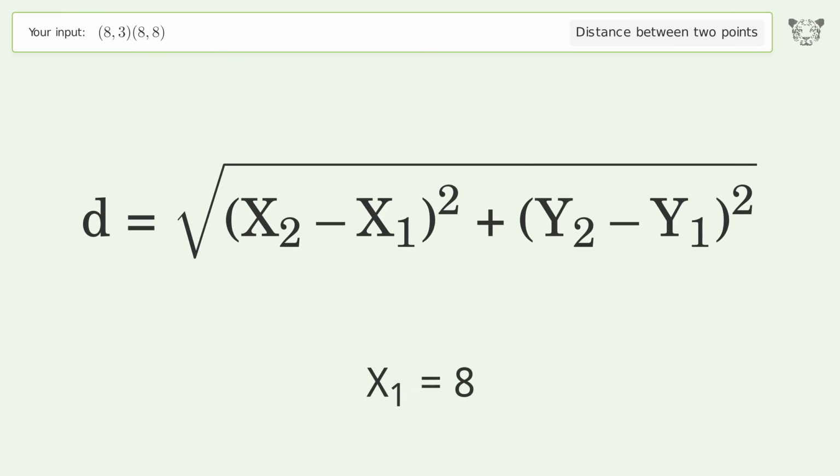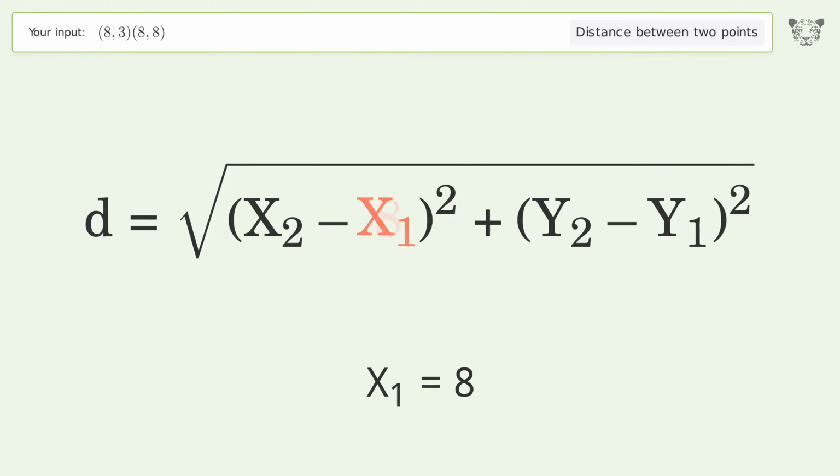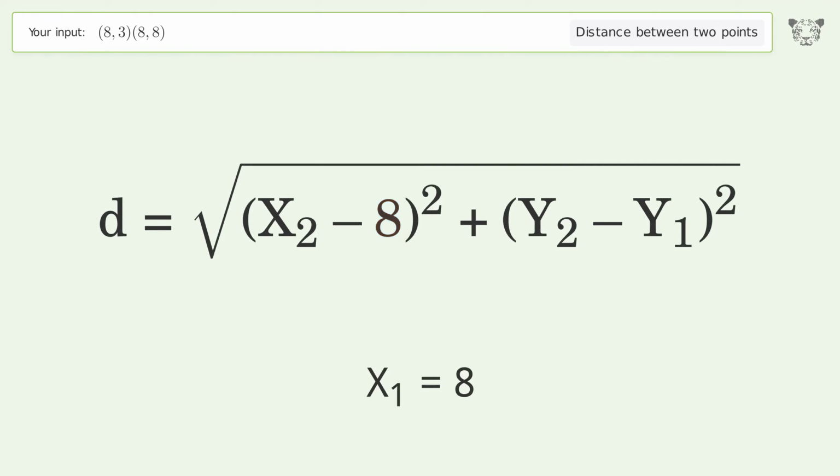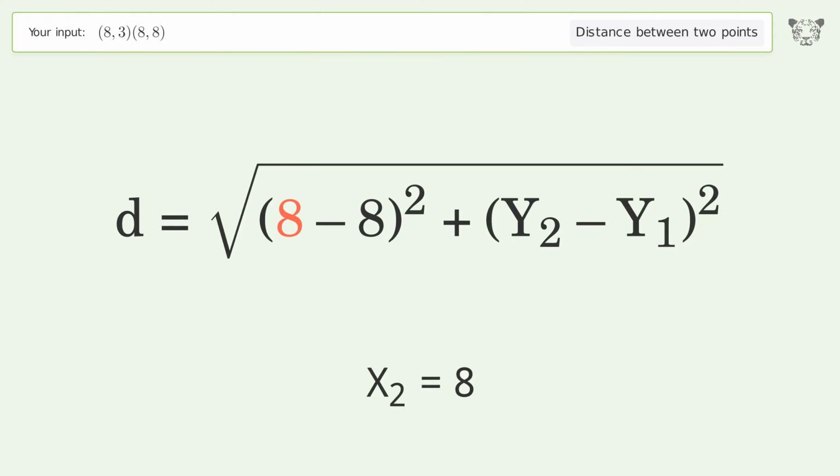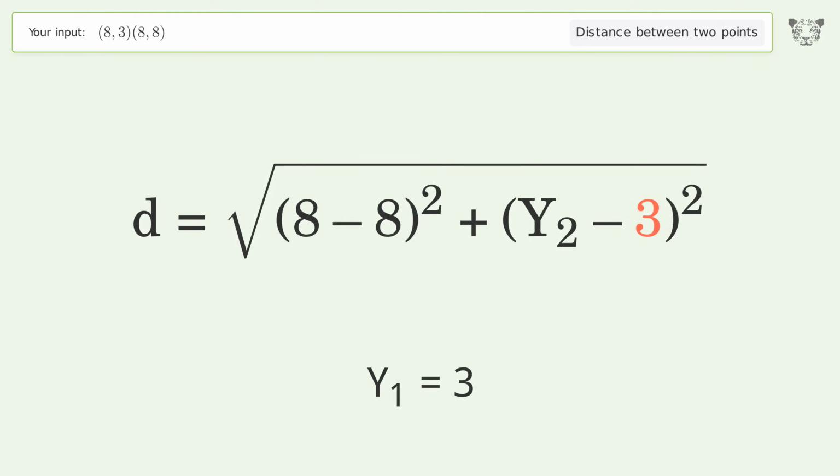x1 equals 8. x2 equals 8. y1 equals 3. y2 equals 8.